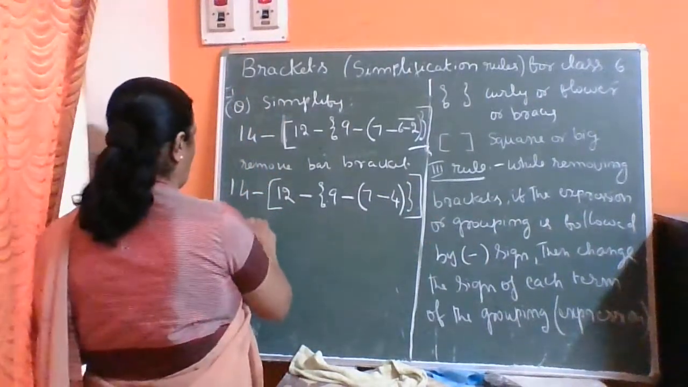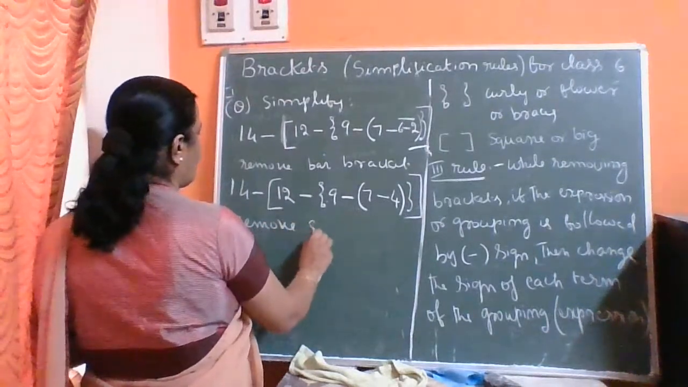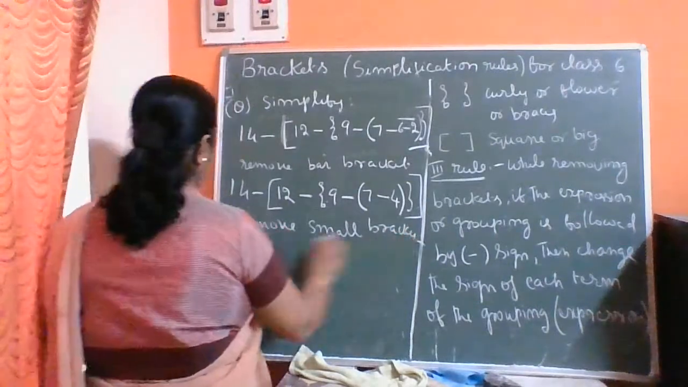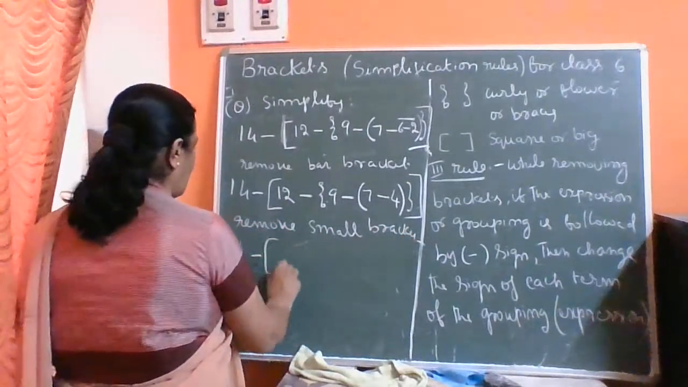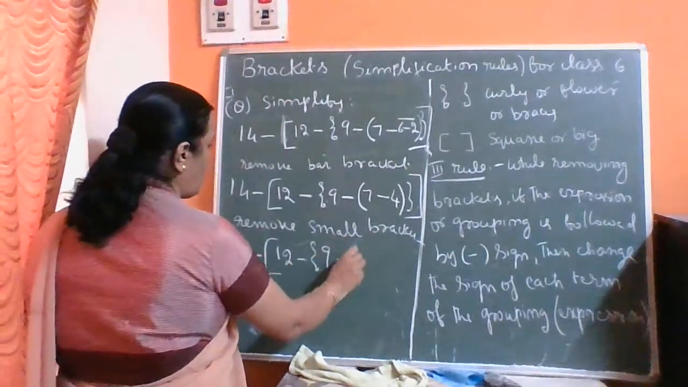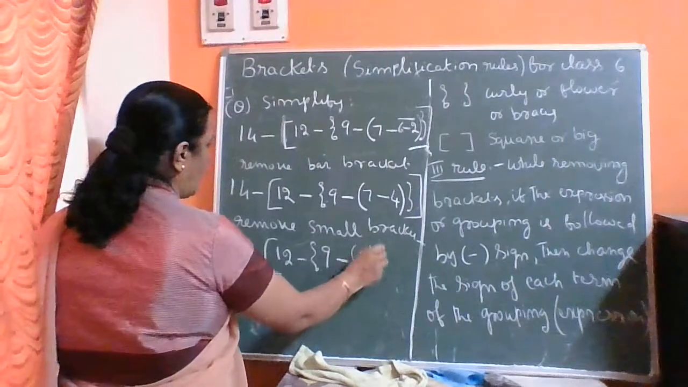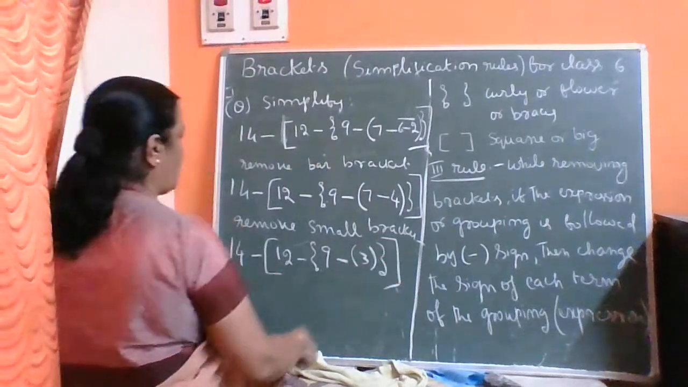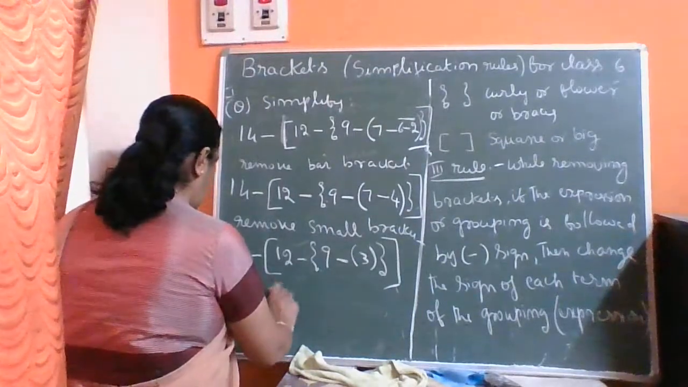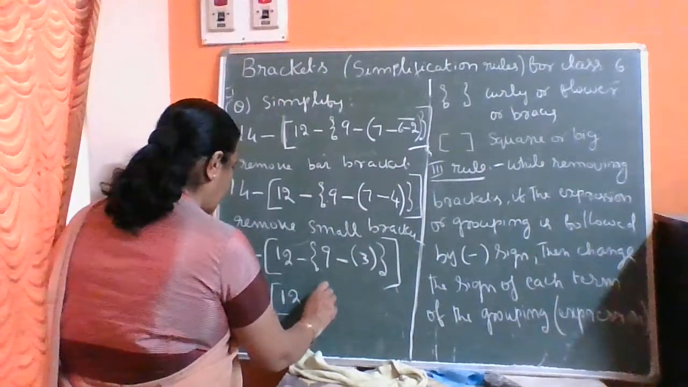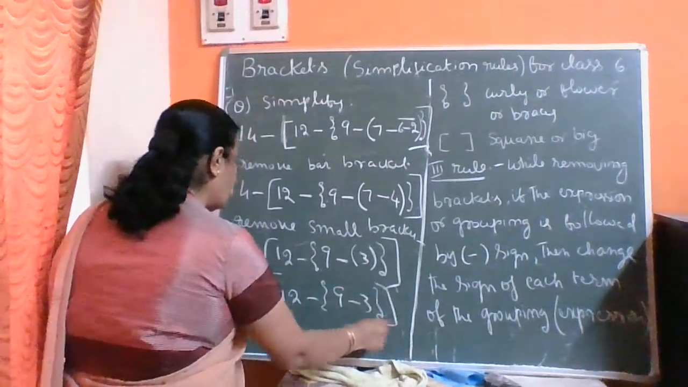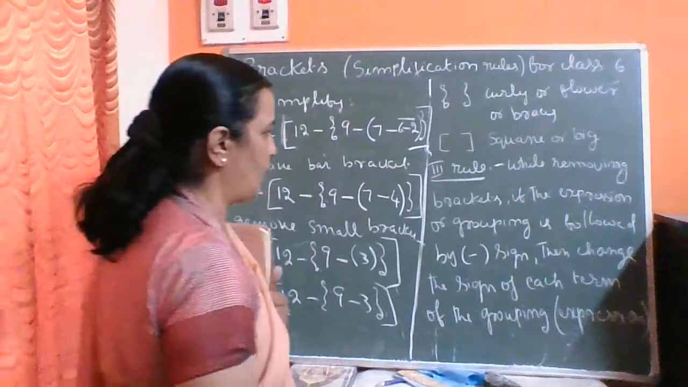Then you have to remove small bracket, that is 14, 12 minus flower bracket 9, 7 minus 4 is 3, and then the flower bracket and the square bracket. Here 14 minus 12 minus 9 minus 3, and it is small bracket and the square bracket.